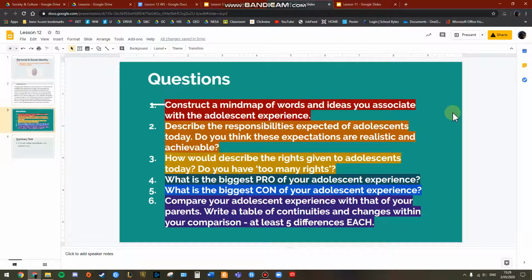Could it be identity? Could it be challenging? Could it be sad? Could it be happy? Whatever it is, I want you to construct a mind map of words, as many as you can, in 5 minutes. Give yourself 5 minutes and just write as many as you absolutely can. After you've done that mini map, you're going to have this idea of what adolescence looks like for you.